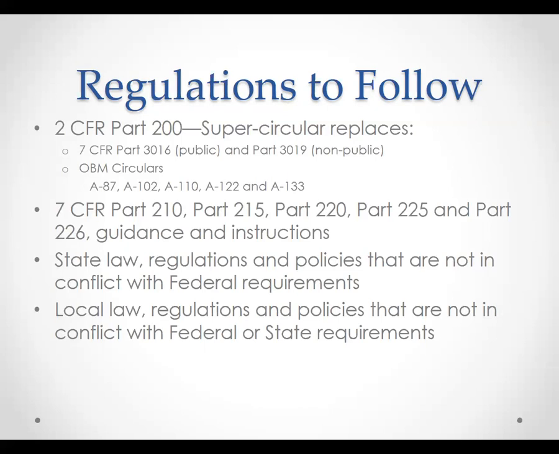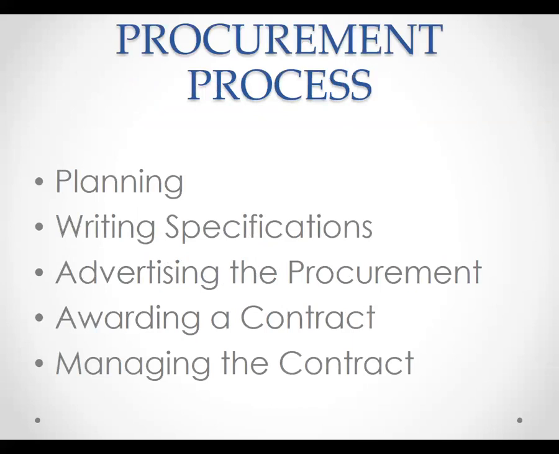Procurement regulations flow from federal to state to local. You should follow the strictest regulations that apply to you. If local or state regulations conflict with federal regulations, or are less restrictive than federal, follow the federal regulations. Here are the 5 basic steps in the procurement process: planning, writing specifications, advertising the procurement, awarding a contract, and managing the contract.